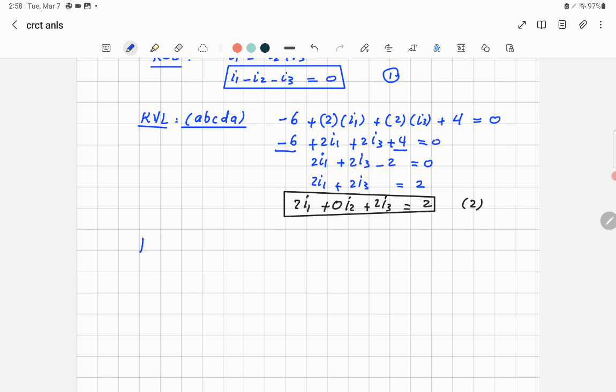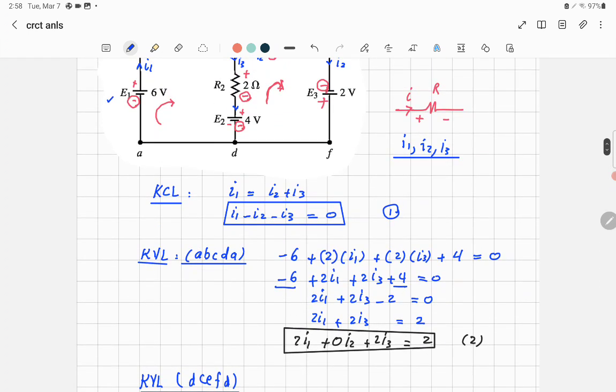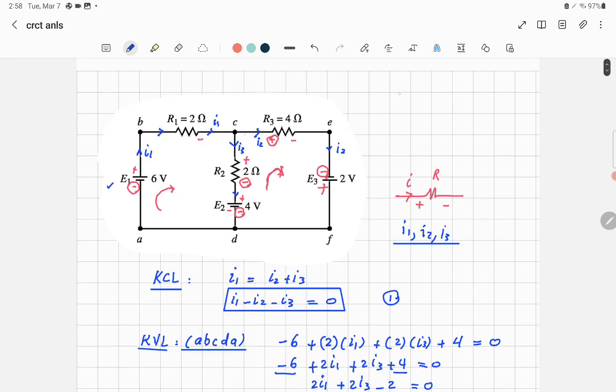The Kirchhoff's Voltage Law for D, C, E, F, D. You start with D, you end with D to make sure that you close the loop. Let's just take it one by one. Let me write the equation here and then copy. The first thing, you have negative 4 volts. This is the one, negative 4. So you write negative 4. And then when you move, you are going to face the negative 2 ohm times I3. So you have negative 2 ohm times I3.